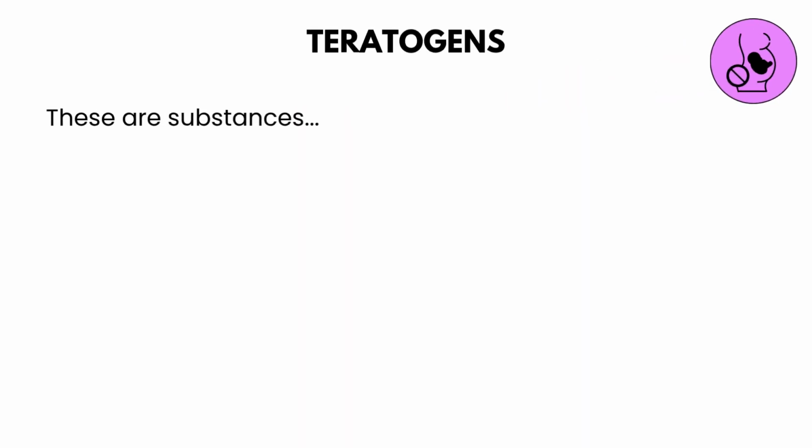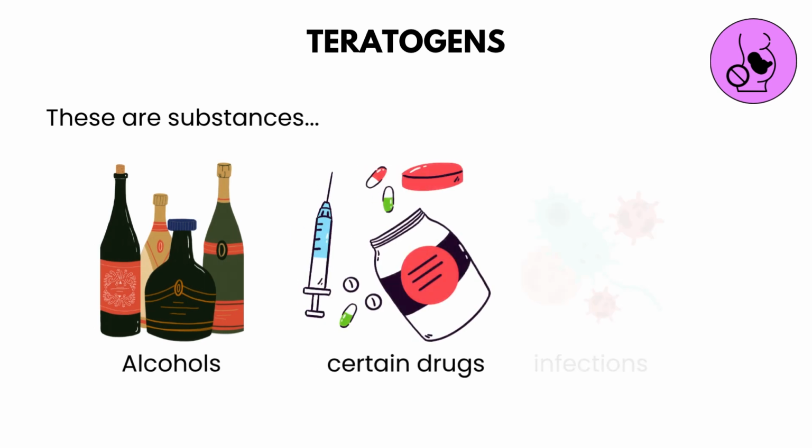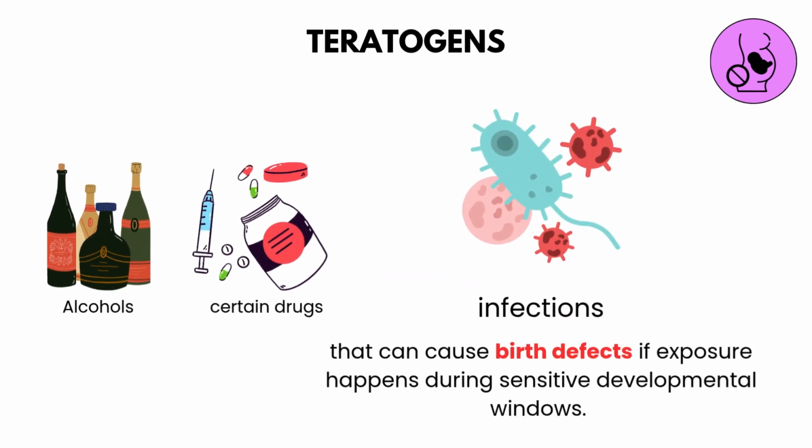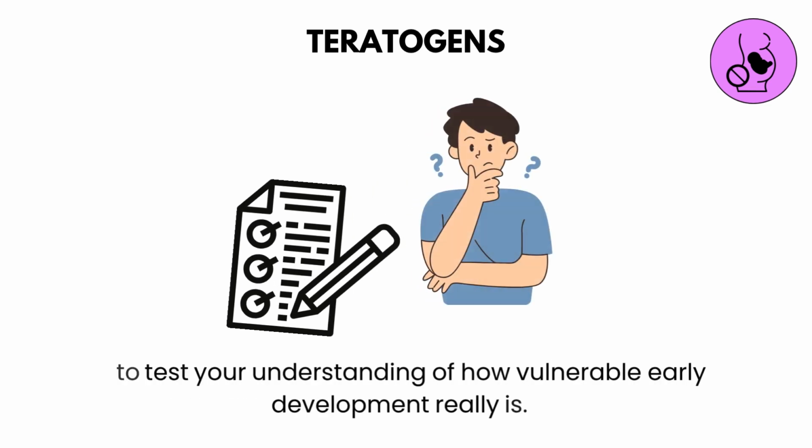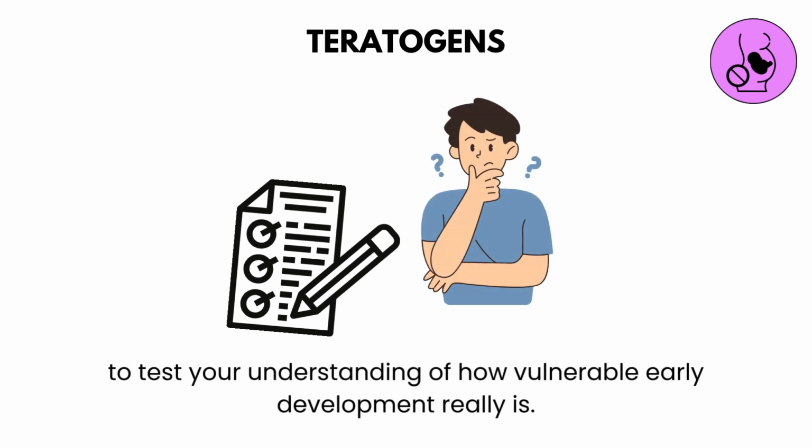Teratogens. And finally, a critical MCAT tie-in, teratogens. These are substances like alcohol, certain drugs, or infections that can cause birth defects if exposure happens during sensitive developmental windows. The MCAT often uses teratogen questions to test your understanding of how vulnerable early development really is.